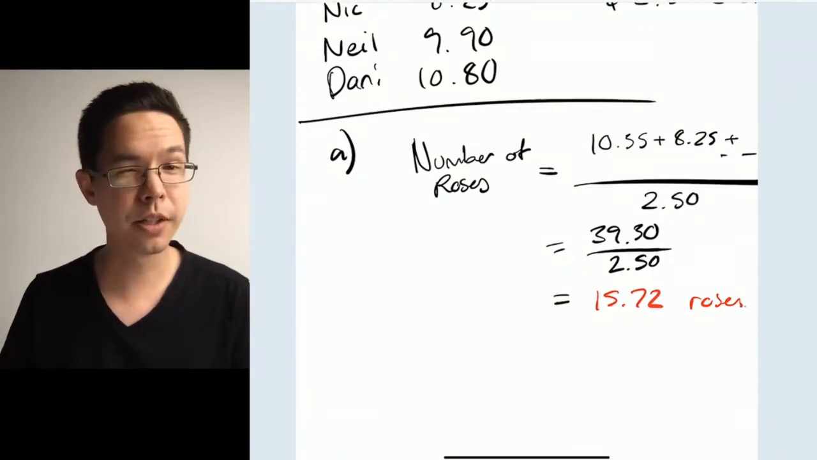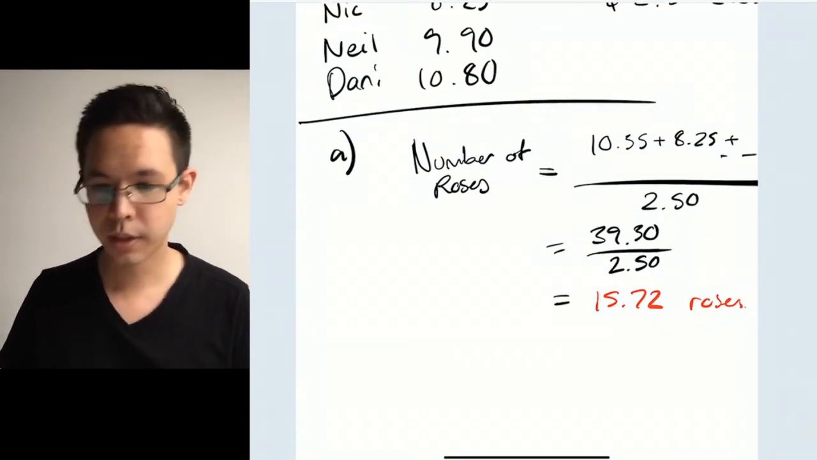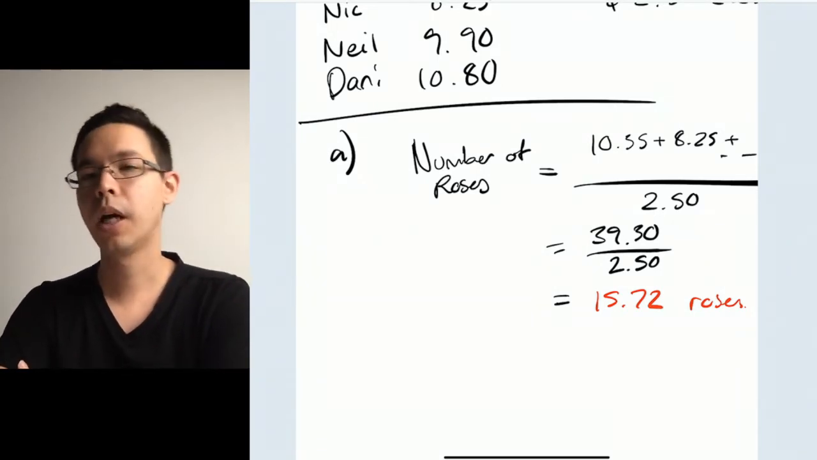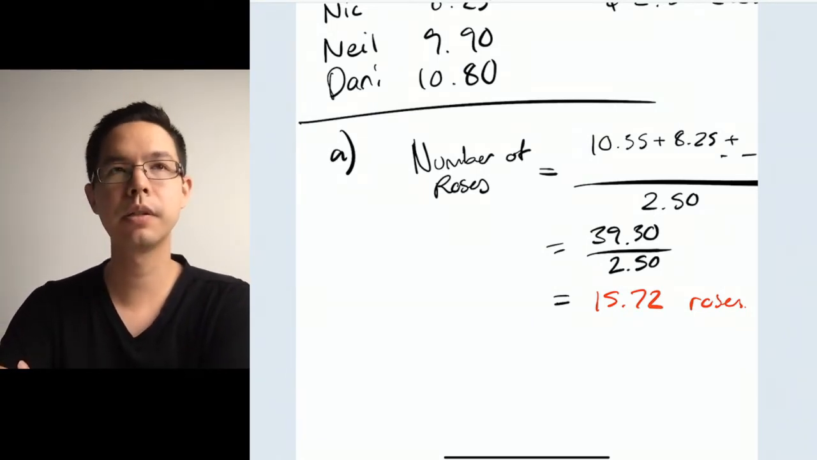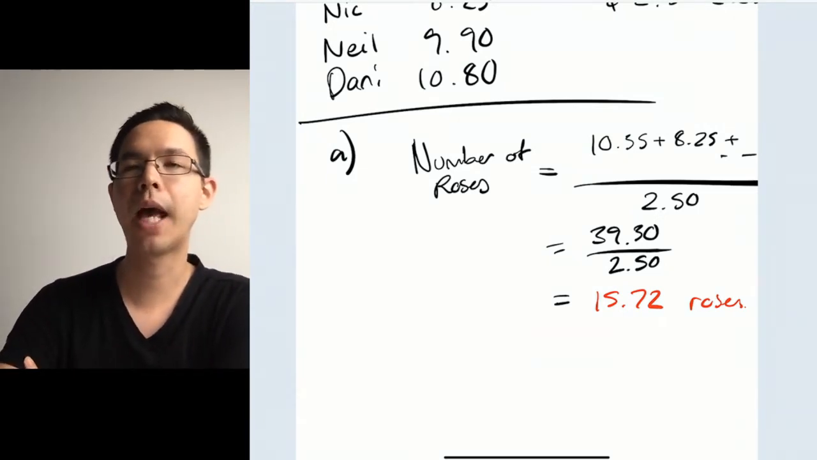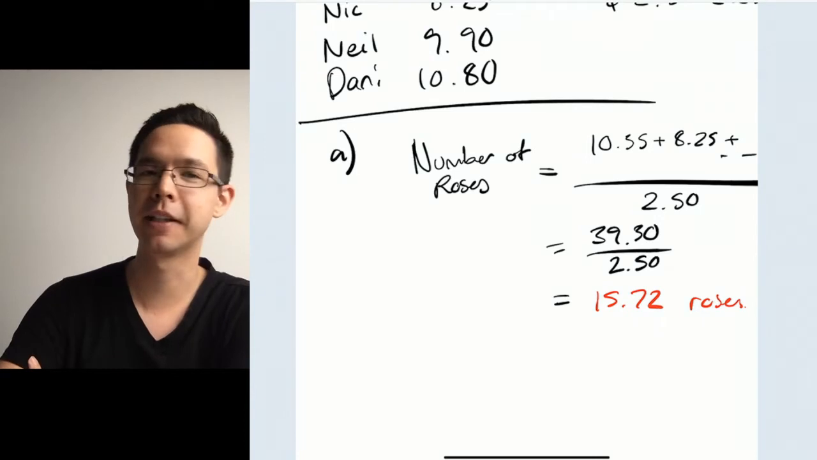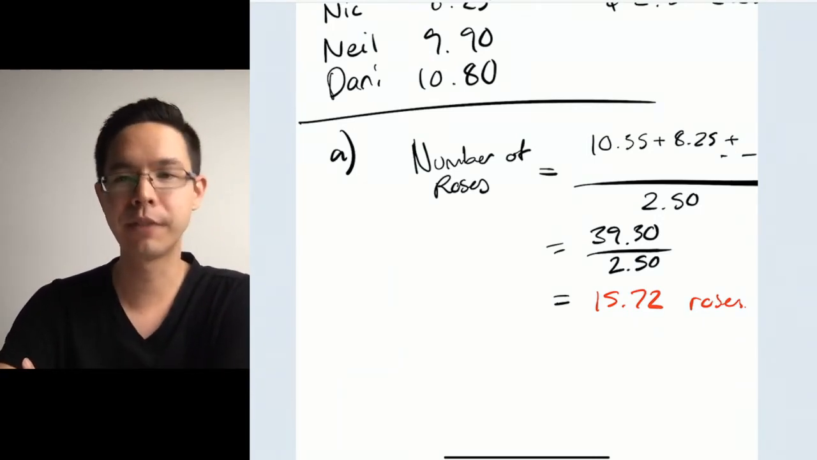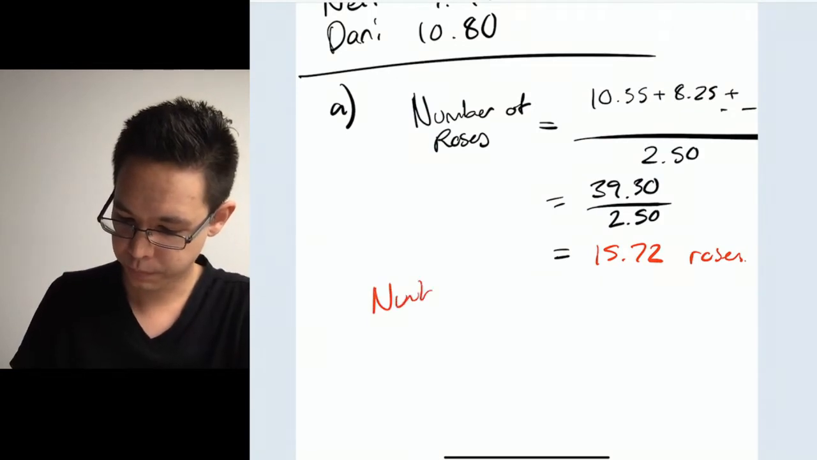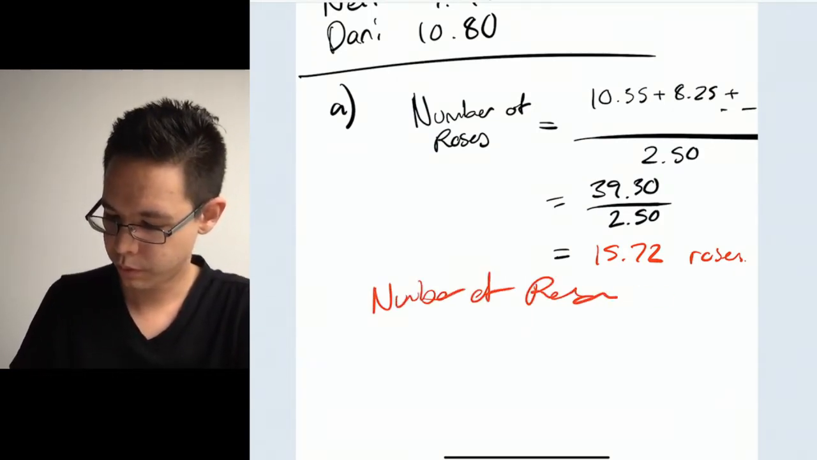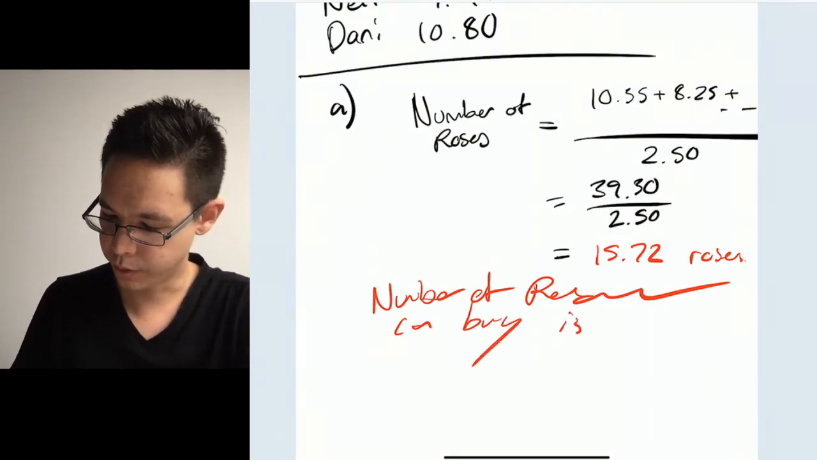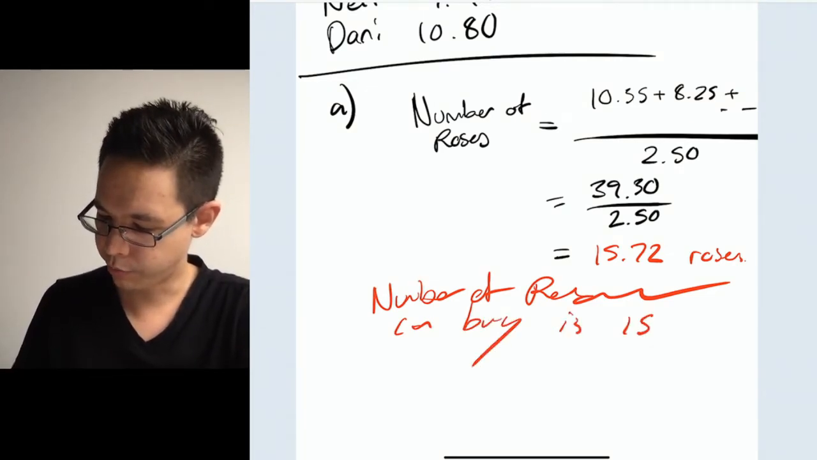But that doesn't make sense. You don't get 0.72 of a rose. Am I going to round up or am I going to round down? Well, I'm going to round down, because the person who's selling flowers is not going to give you an extra flower just because you have almost enough money. They're only going to give you as many flowers as you actually can afford. So the number of roses they can buy is 15.